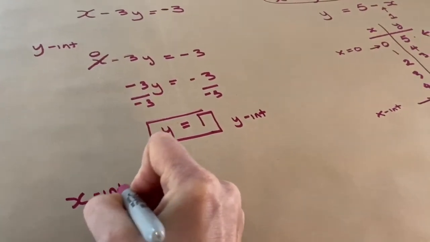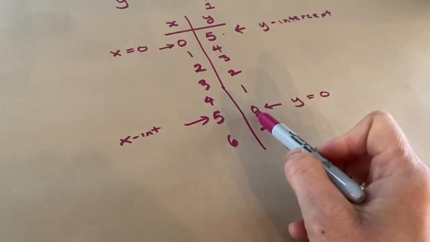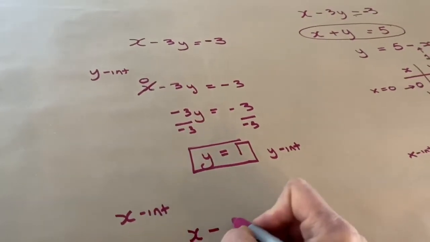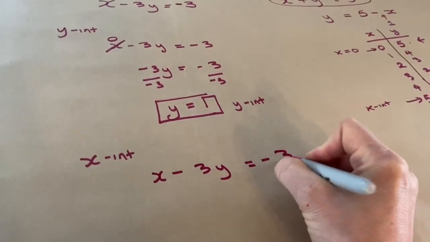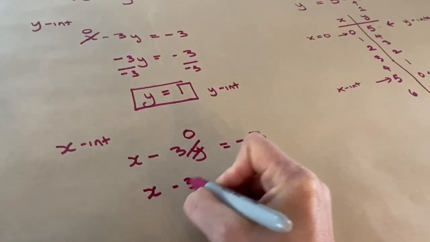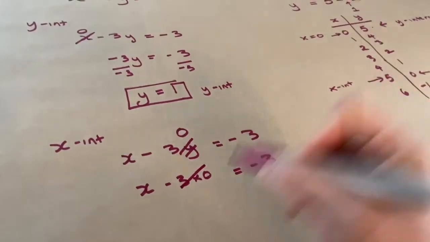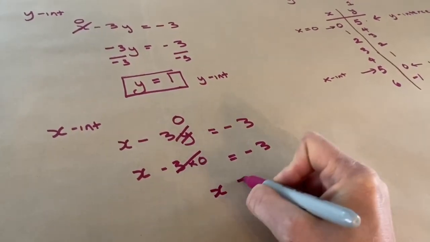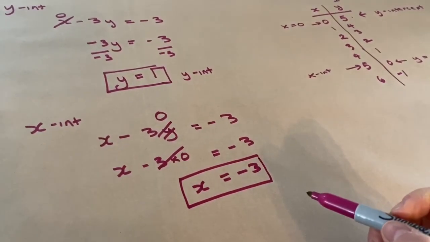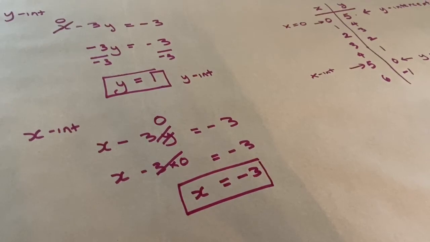Now I want to find my x-intercept. To find my x-intercept, don't forget, anytime you find your x-intercept, the number next to it in the table would be 0. So we want y to be equal to 0. So x minus 3y is equal to minus 3. I'm going to make this right here equal to 0. So x minus 3 times 0 is equal to minus 3. But 3 times 0 is just 0. Anything times 0 is 0. So I have x is equal to minus 3. Now I have both graphs ready to go. Let's do it now. And again, don't feel bad if you don't have graph paper. Use the resources you have at home.